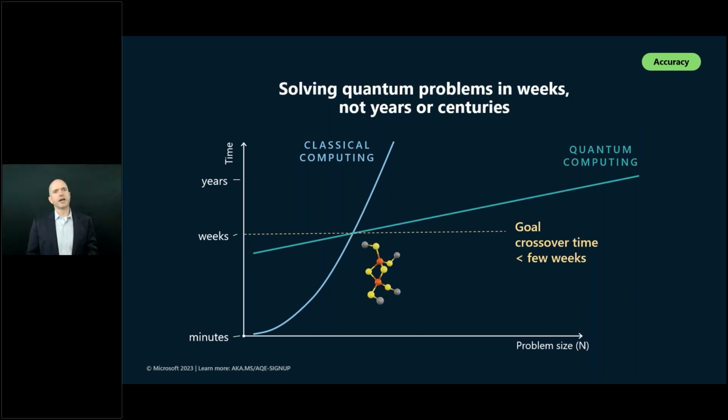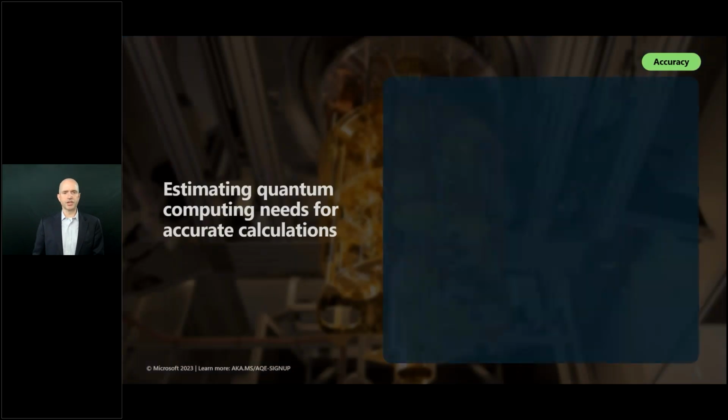When you focus down the problem time to the span of weeks, not years or centuries, you narrow down the space of applications that'll benefit from quantum computing. And that's really where chemistry and material science stand out. So that's the promise of quantum computing. How do we actually get there?